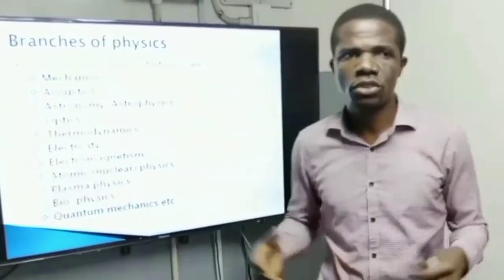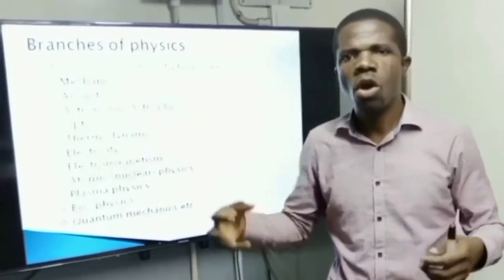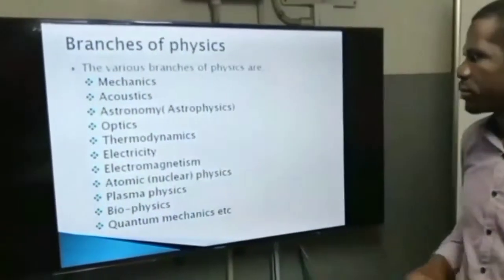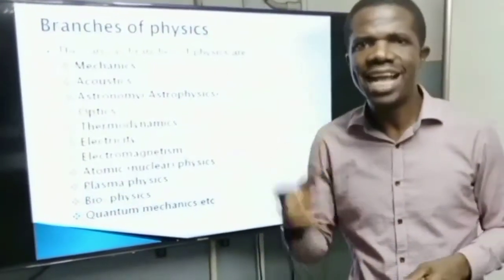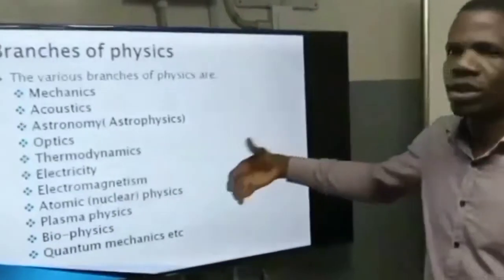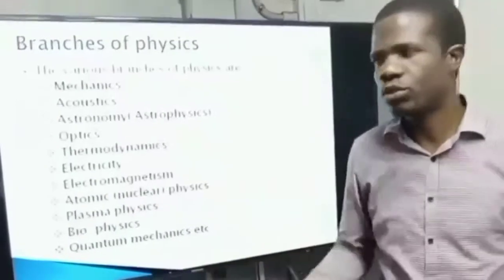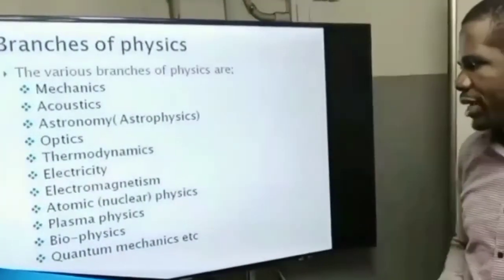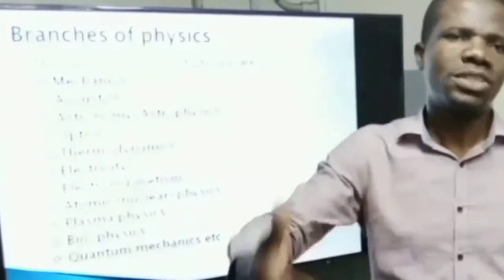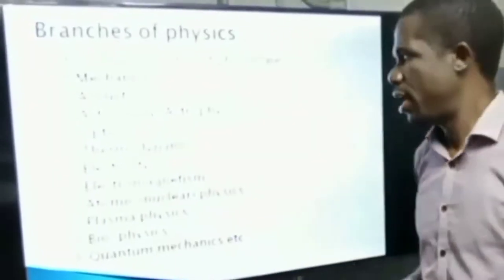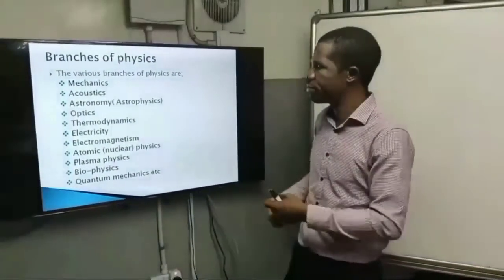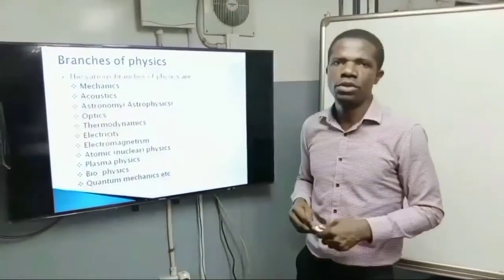Atomic physics has to do with the study of the properties and composition of the nuclear particles, the particles that make up the atom. Plasma physics has to do with the study of highly ionized atoms. Biophysics is using physics concepts to describe or explain biological phenomena. While quantum mechanics has to do with quantization of energy, there we'll also be looking at the uncertainty principle, etc. So we will be picking each of these topics and treating them in detail in subsequent videos.